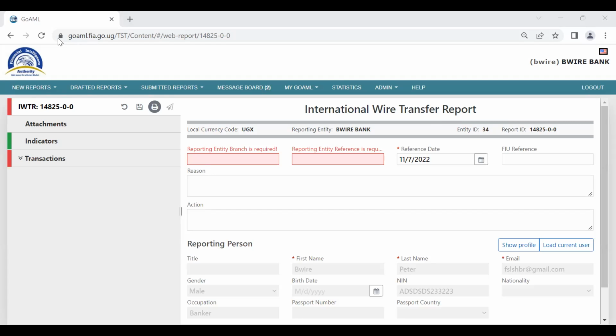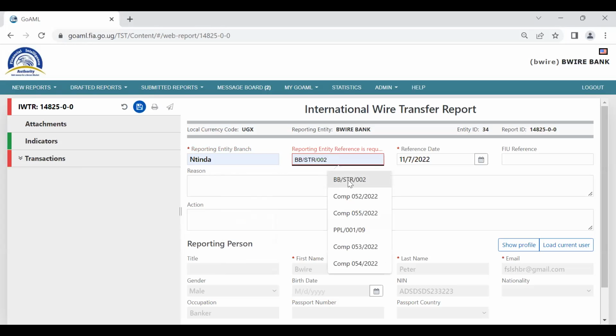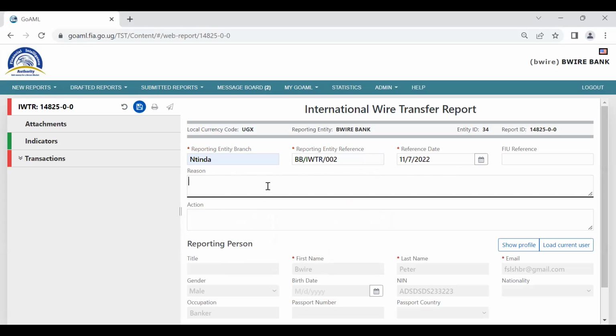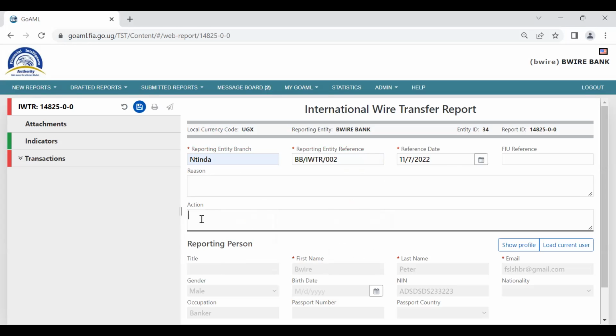Okay, so I believe we all have a screen similar to this. Right, so reporting entity branch, reference. This is an internally generated reference for reports you're sending to the FIA. There's no reason, there's no action.